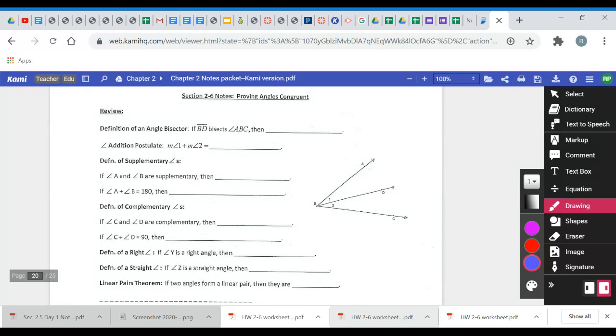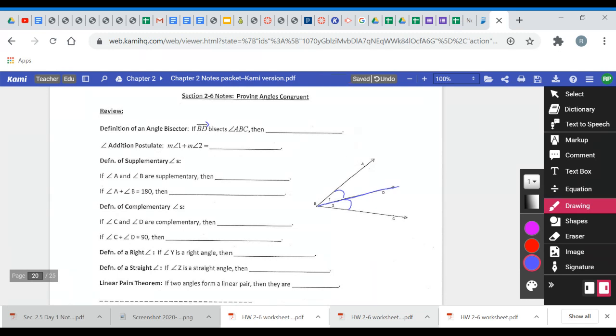So again, once you've learned one of these definitions or postulates or theorems, then they're kind of fair game to use in a future proof. So the first one we're reviewing over is definition of an angle bisector. So if ray BD bisects angle ABC, then what do we know from that? We know that, like in this picture down here, if I know that ray BD is bisecting this big angle ABC, then we know that these two angles must be congruent to each other.